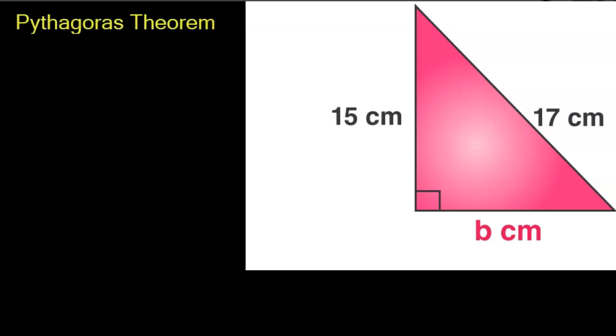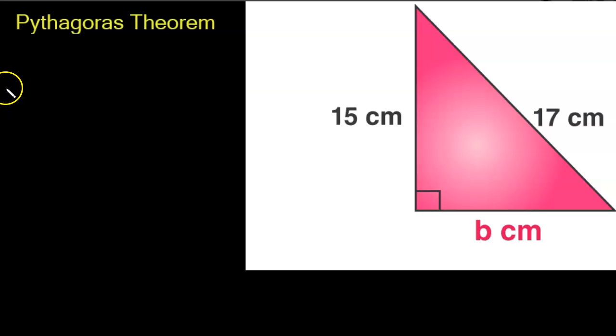Now here we have another problem that we want to solve. And that's to find the length of B, or the value of B, the length of the base of that triangle here. So we can apply Pythagoras theorem. Why? Because it's a right angle triangle as indicated with the box in the corner here. And we have the length of two of the sides.